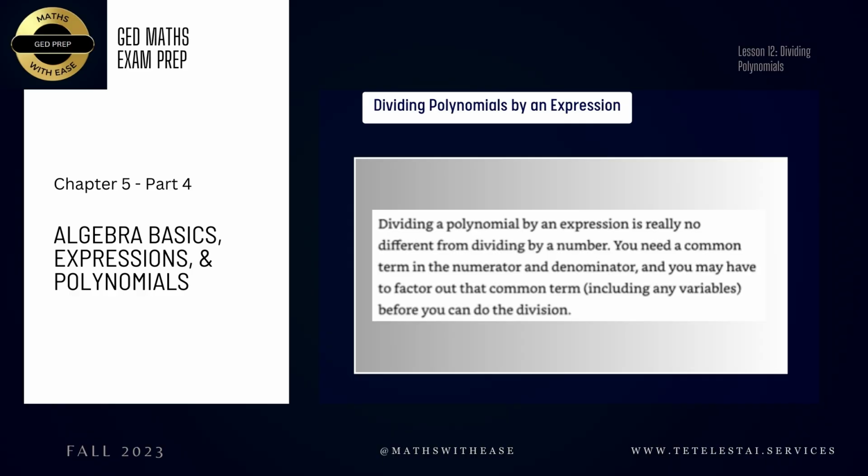Dividing a polynomial by an expression is really no different from dividing by a number, okay, as we just saw. So we just saw an example of dividing by a number. You need a common term in the numerator and the denominator, and then you may have to factor out a common term, including any variables, before you can do your division. And we'll see examples shortly.